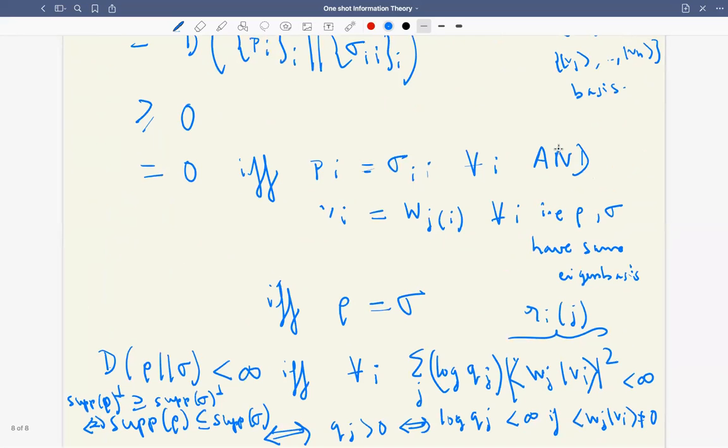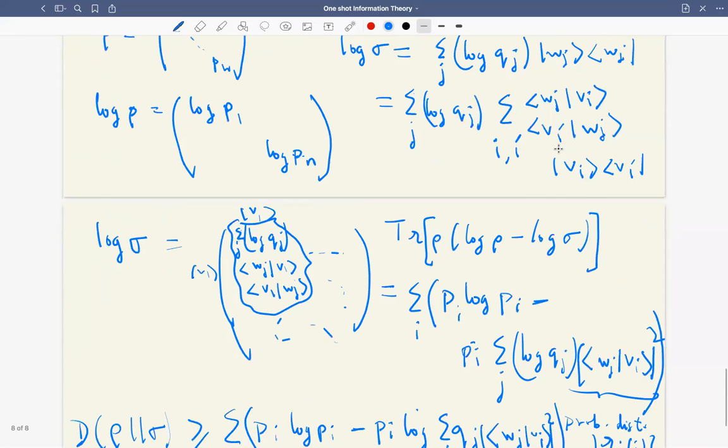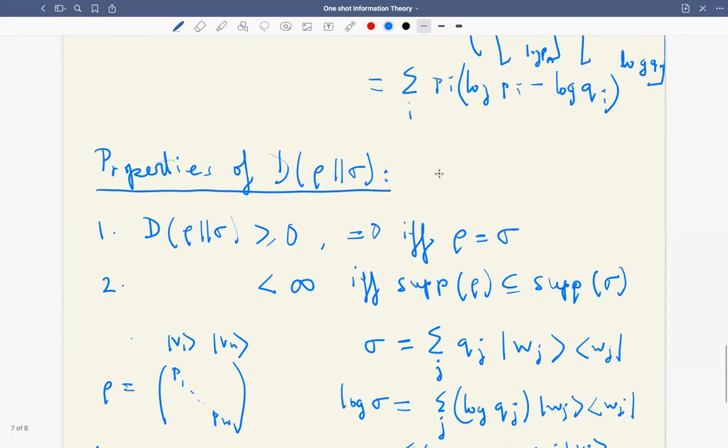Okay, good. So we have proved the two basic properties of relative entropy that I started with. We've shown that relative entropy is always non-negative. It is equal to 0 if and only if rho equals sigma, an exact analog of the classical case. And we also have a characterization of when the relative entropy is finite. It happens if and only if the support of rho is contained in the support of sigma. Again, an exact classical analog.